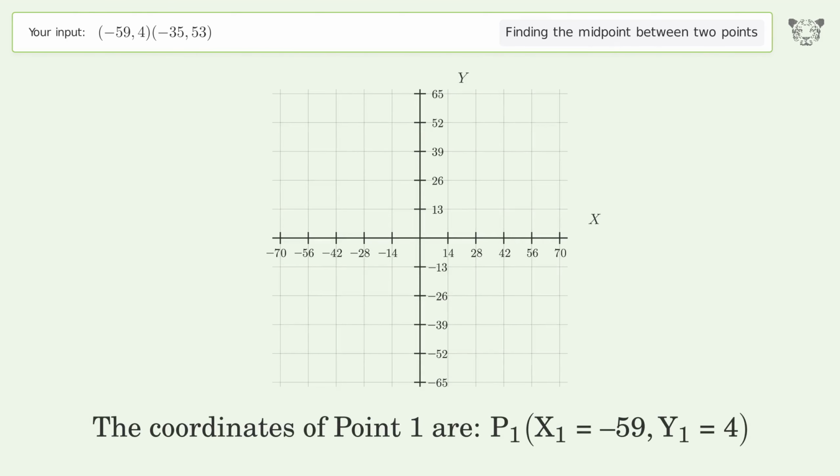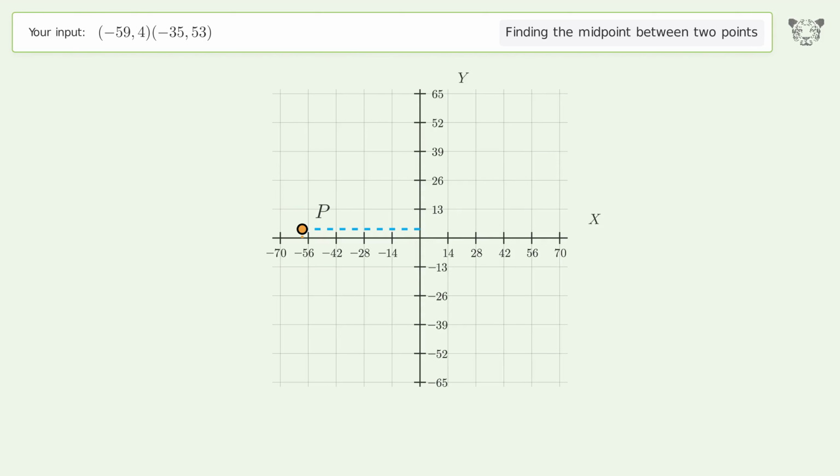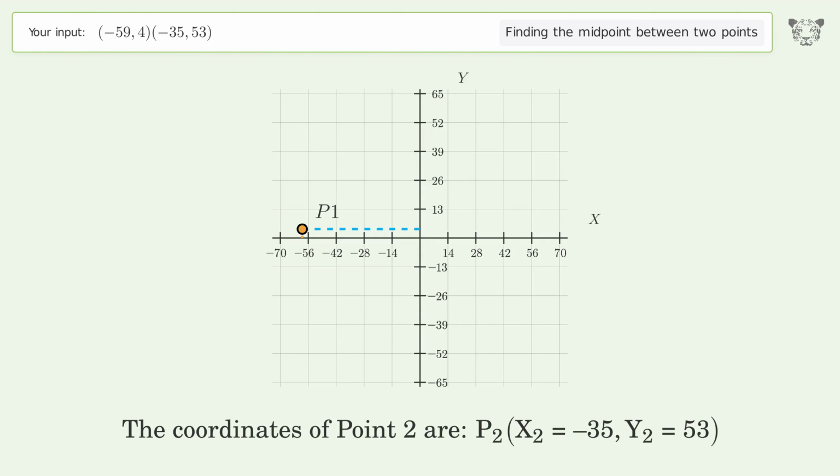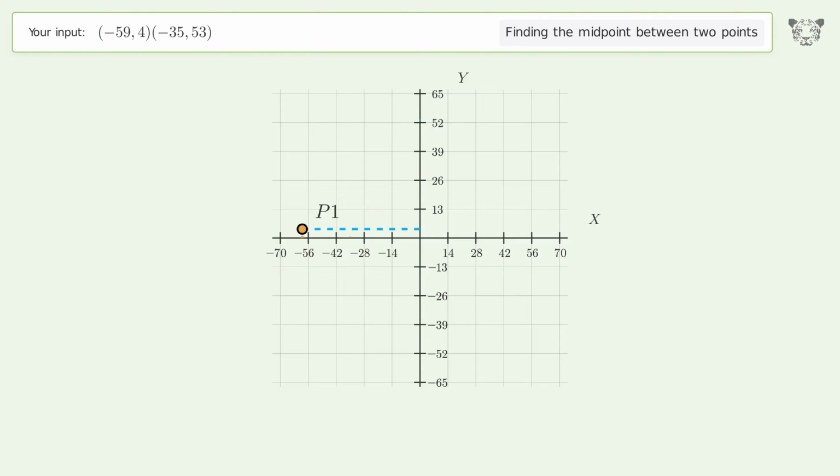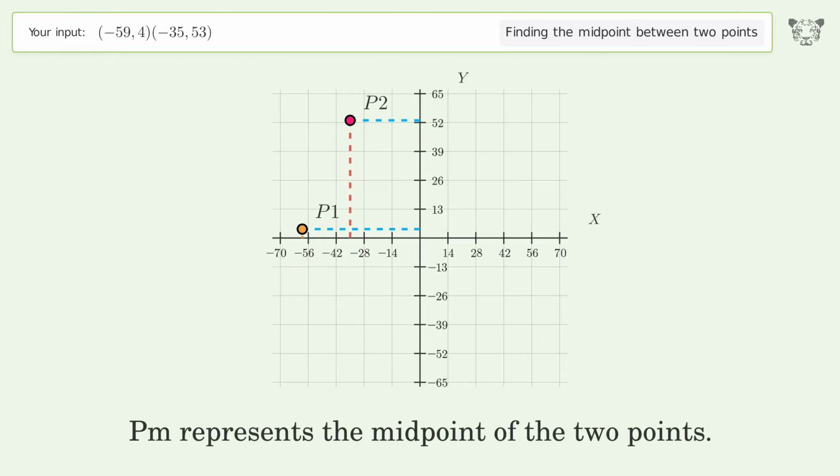The coordinates of point 1 are x1 equals negative 59, y1 equals 4. The coordinates of point 2 are x2 equals negative 35, y2 equals 53. PM represents the midpoint of the 2 points.